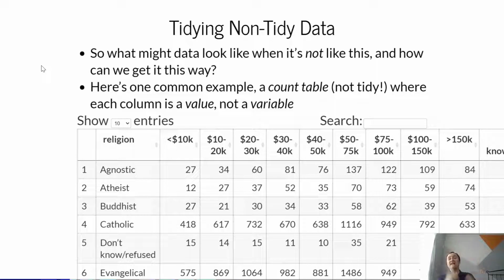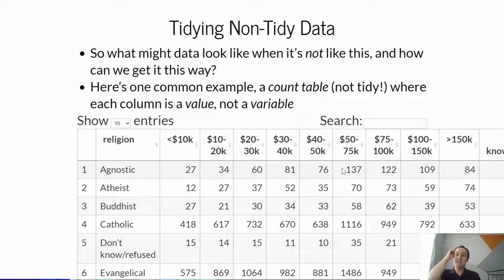So we want to tidy some non-tidy data. Here's an example of some non-tidy data that we might want to tidy. Here we have income distribution by religion. Each row here is a religion, and then over here in the columns, we have the number of people in that religion who earn money in this amount, in this bin, right?